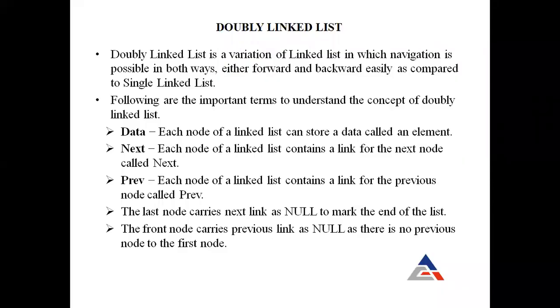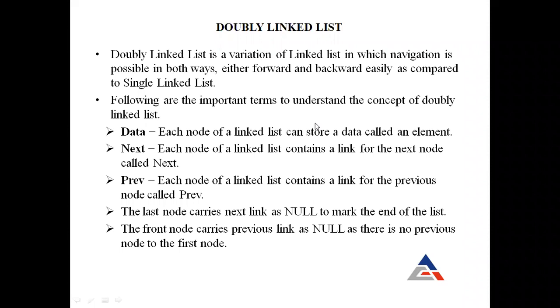The next topic of the linked list after deletion is the doubly linked list. A doubly linked list is a variation of linked list in which navigation is possible in both ways, either forward or backward, easily as compared to a single linked list. Following are the important terms to understand the concept of a doubly linked list.